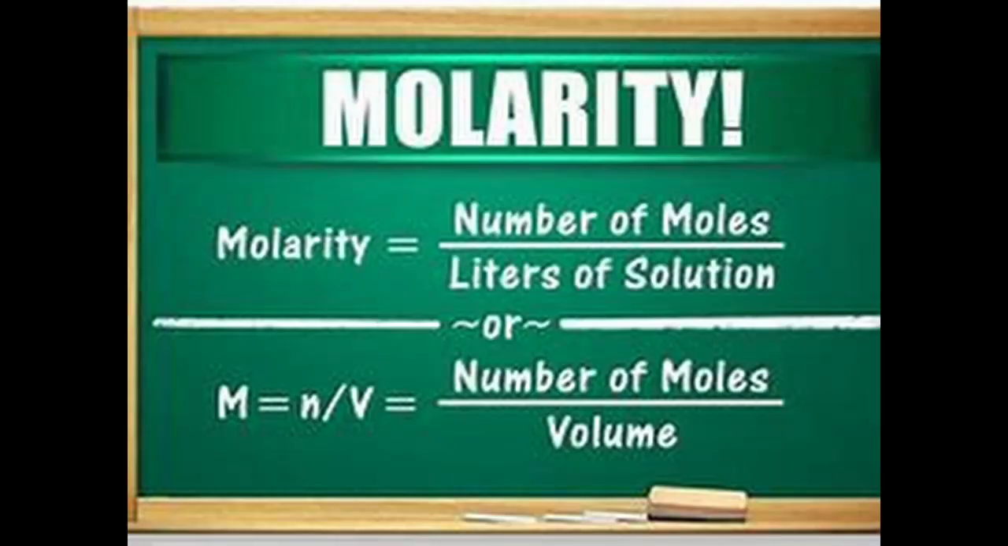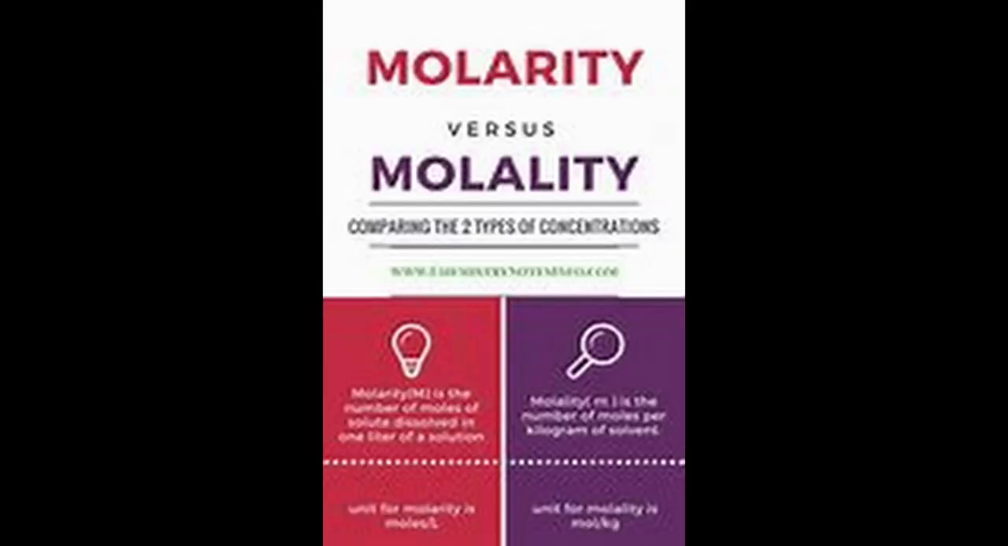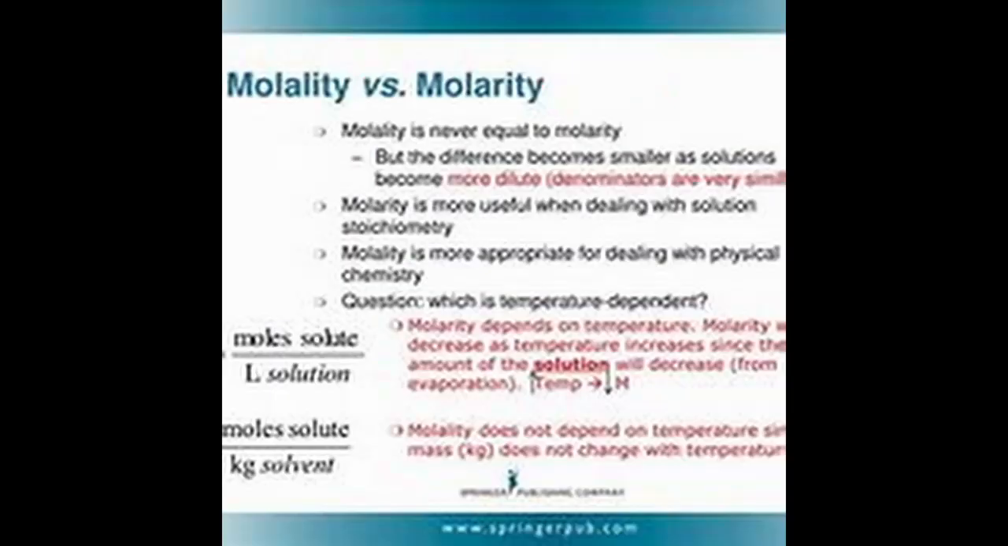Number 3. Molarity. It is the most widely used unit and is denoted by capital letter M. It is defined as the number of moles of the solute in liters of the solution. Molarity is equal to number of moles of solute divided by volume of solution in liters. Number 4. Molality. It is the number of moles of solute present in 1 kg of solvent. It is denoted by small letter m. Thus, molality is equal to number of moles of solute divided by mass of solvent in kg.